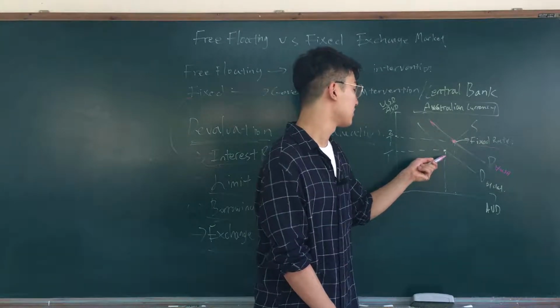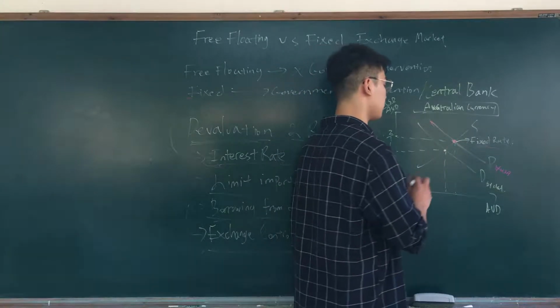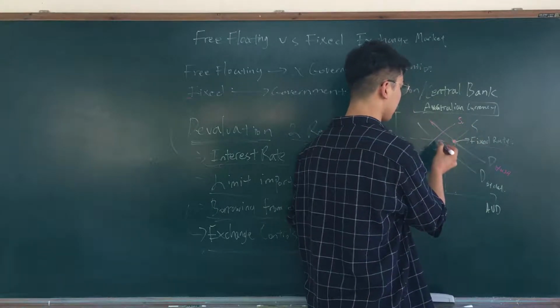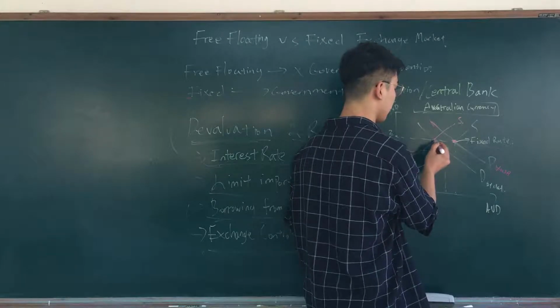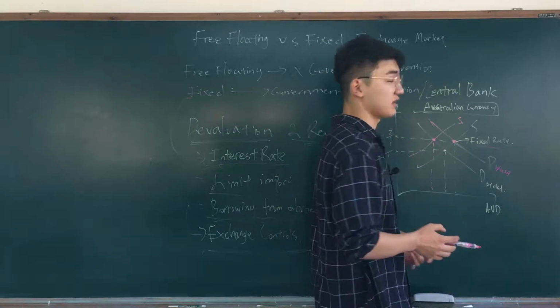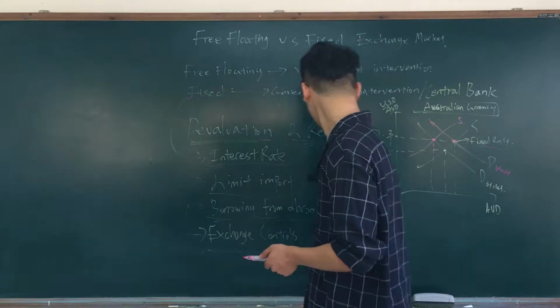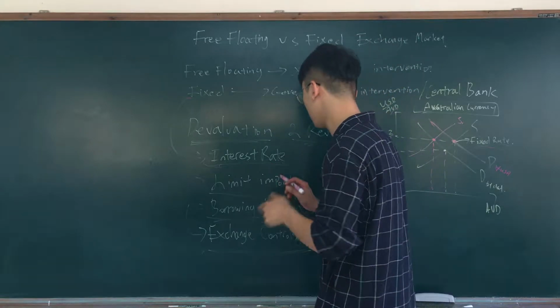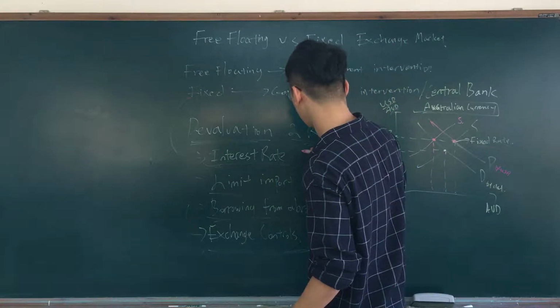You can also play with the supply curve. If the supply curve moves, if it decreases, you'll also come back to the fixed rate. There are a few ways we can do that. How can the Australian dollar supply decrease? Well, if you lower the interest rate, we can definitely do that as well.